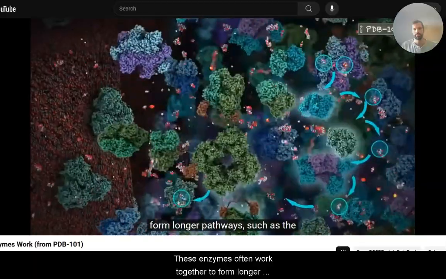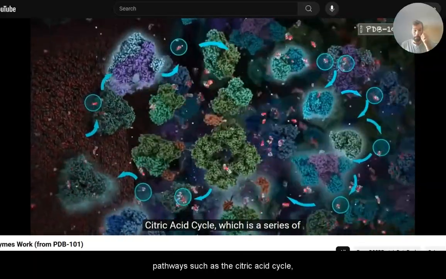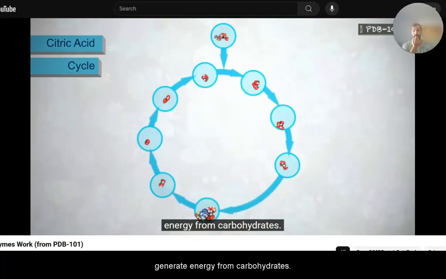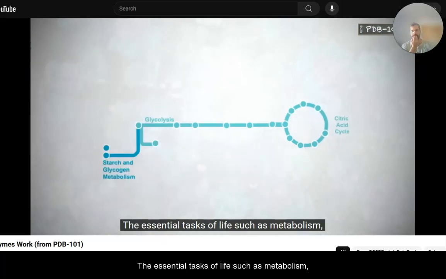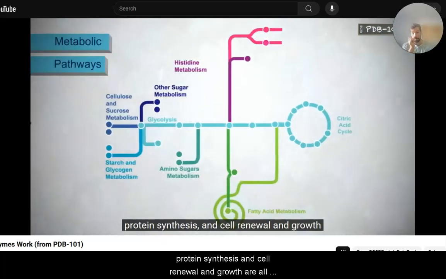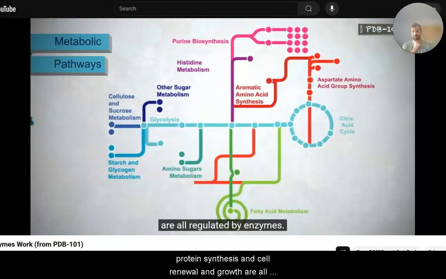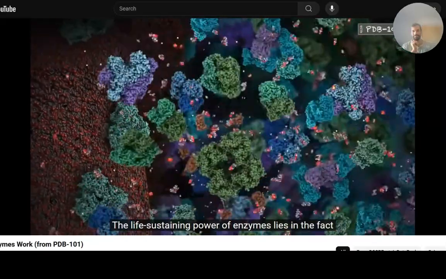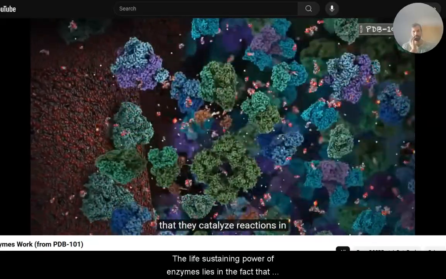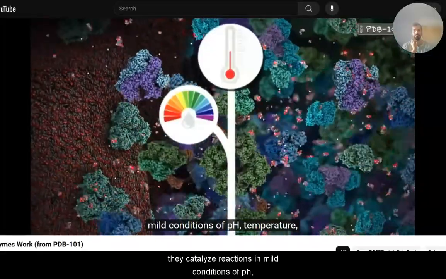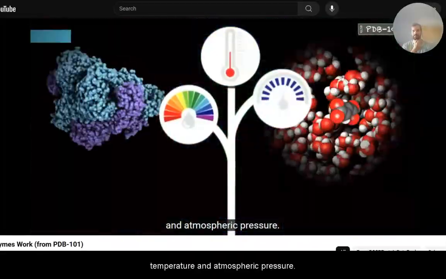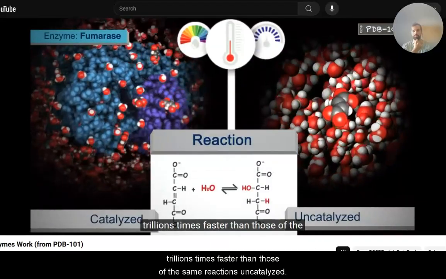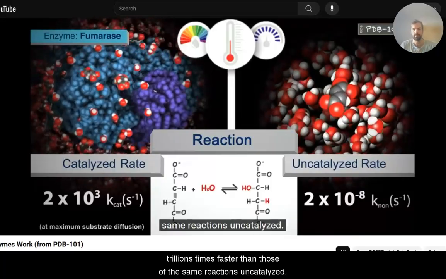These enzymes often work together to form longer pathways, such as the citric acid cycle, which is a series of chemical reactions used by cells to generate energy from carbohydrates. The essential tasks of life, such as metabolism, protein synthesis, and cell renewal and growth, are all regulated by enzymes. The life-sustaining power of enzymes lies in the fact that they catalyze reactions in mild conditions of pH, temperature, and atmospheric pressure. The rates of catalyzed reactions are millions to trillions times faster than those of the same reactions uncatalyzed.